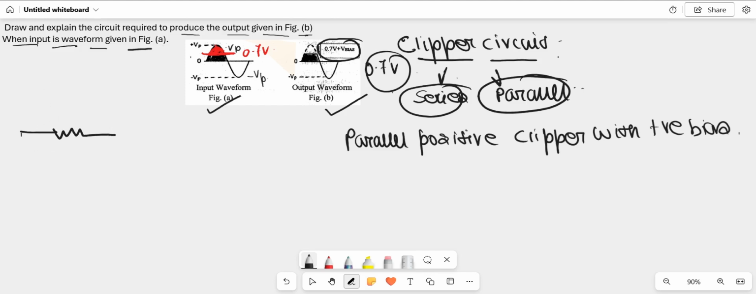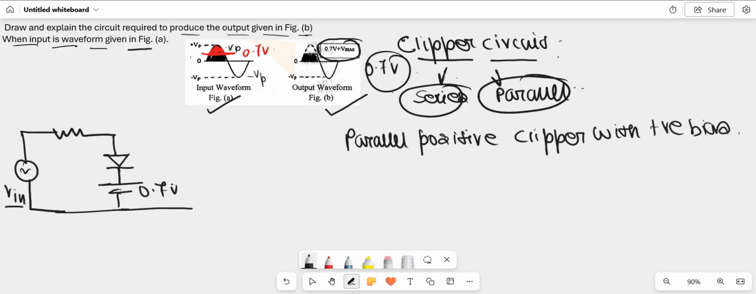So this is the circuit diagram. I am applying the input voltage here, this is Vin, or in this case Vp. Suppose I am assuming this is Vin. Then we connect a diode, and then we apply the bias. The bias value is 0.7 volt, with this polarity plus and this polarity minus. Across this diode, we take our output voltage. So this is the main circuit we will use to generate this output waveform.